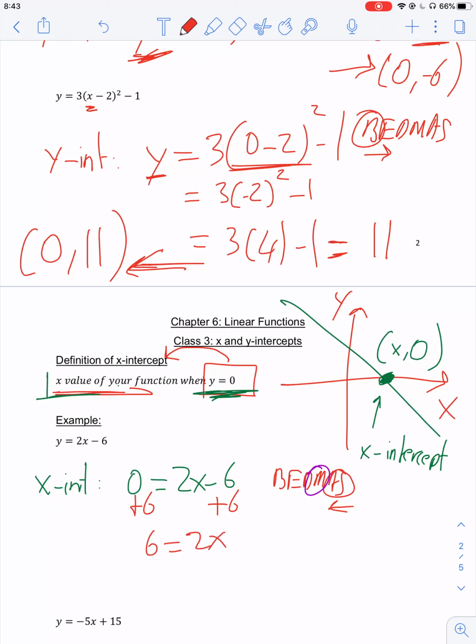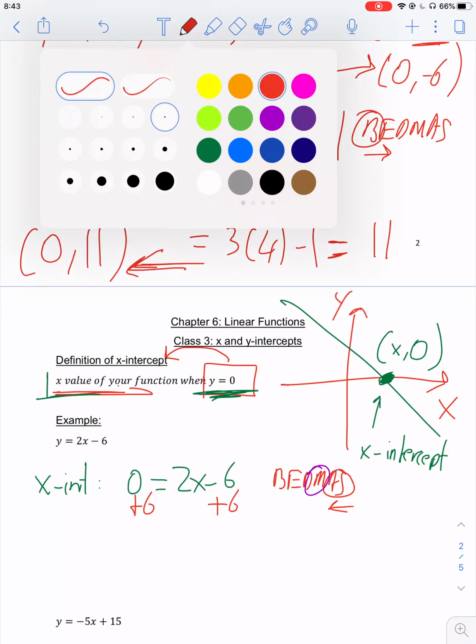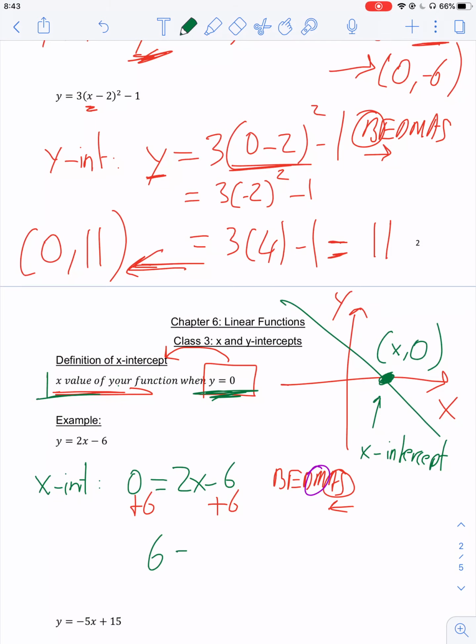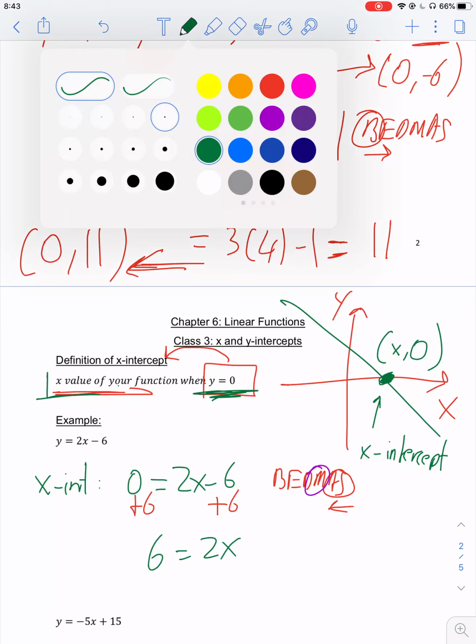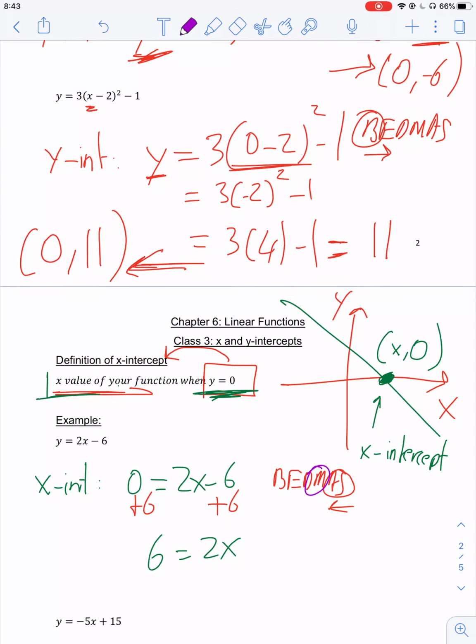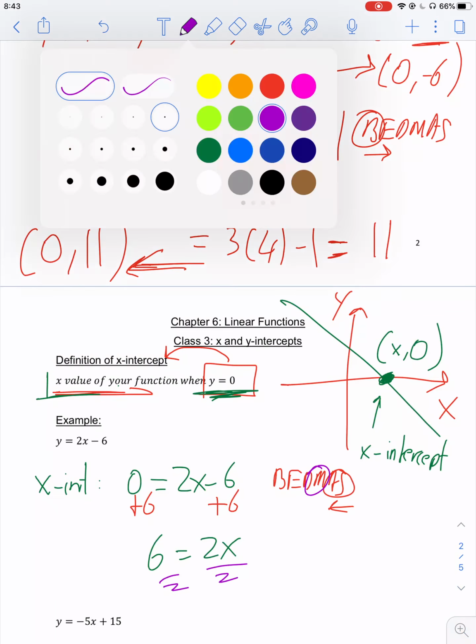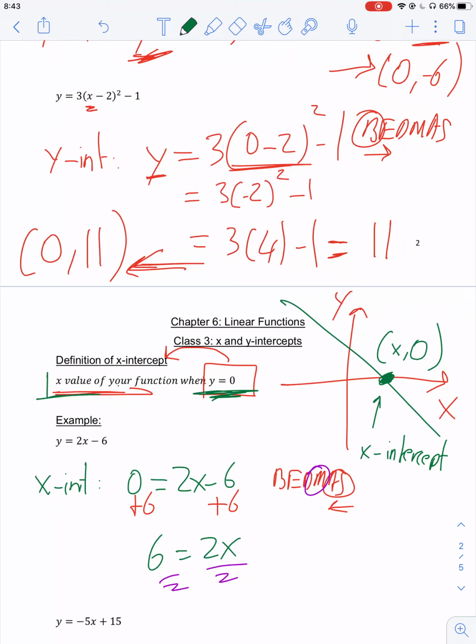And then finally, or you know what, let me just be consistent with my colors. Let's stick with green. So 6 is equal to 2x, and now get rid of your multiplication. Do the opposite, divide by 2, divide by 2. So this tells you that x is equal to 3. Okay, so this is my x-intercept.